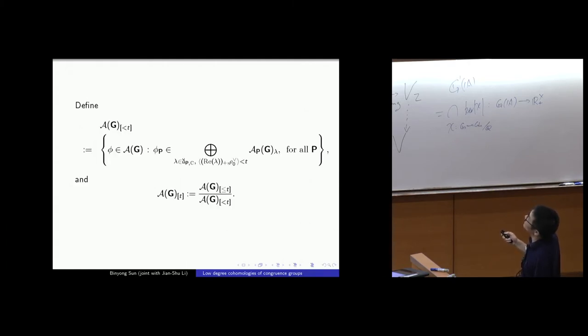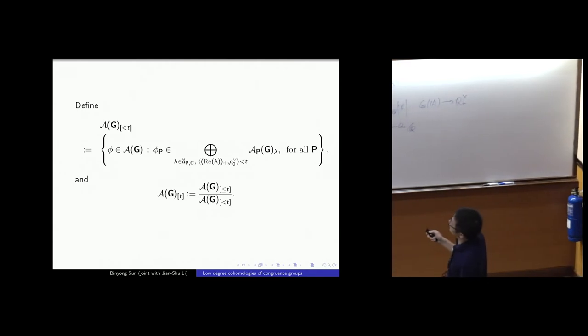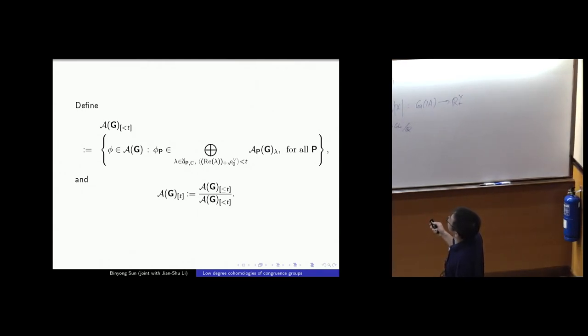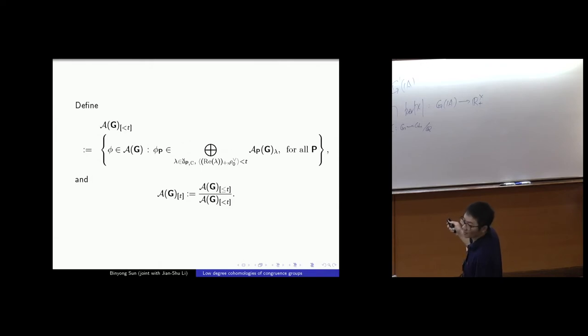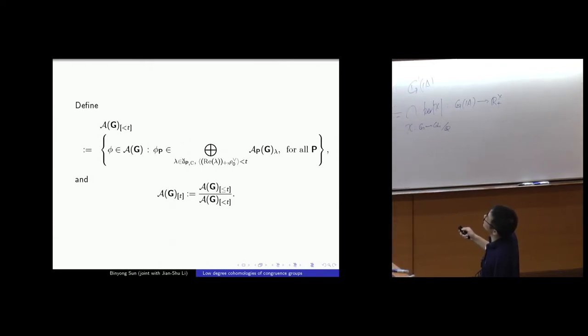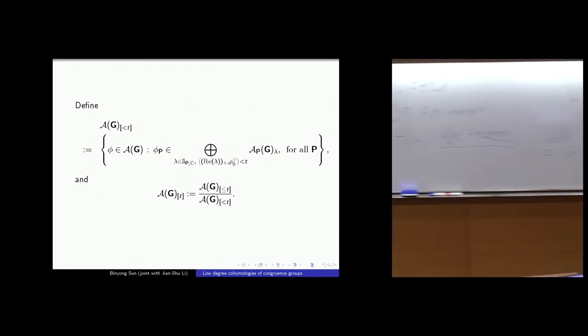Similarly, we can define A(G) less than T by the same definition, except here we require the pairing to be strictly less than T. For example, if T equals zero, then this space is just the zero space, since this number is always dominant, so this pairing is always larger than or equal to zero. Then we define this quotient. It's the grading.